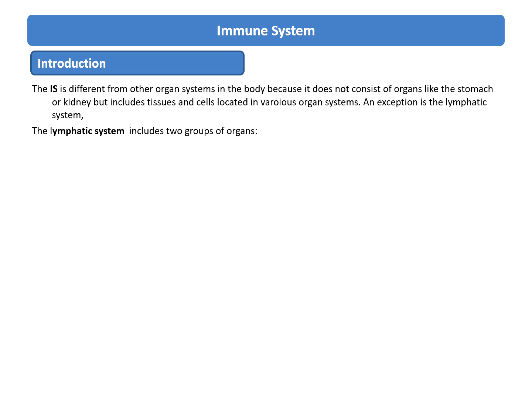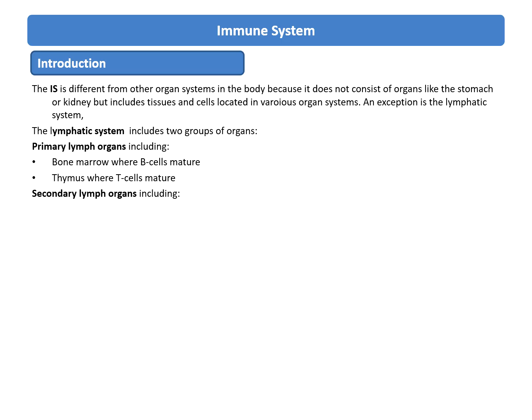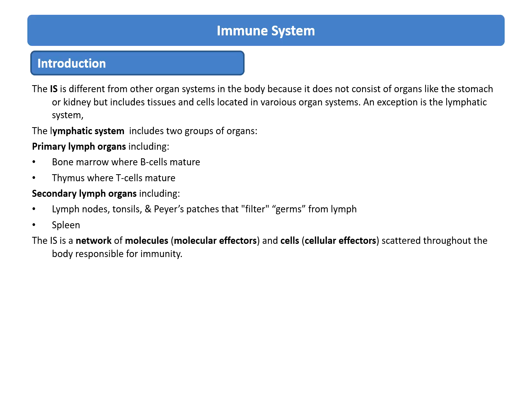The lymphatic system includes two groups of organs: primary lymph organs, including bone marrow, where B cells mature, and the thymus, where T cells mature. The secondary lymph organs are the other group. They include the lymph nodes, the tonsils, Peyer's patches, these structures that filter germs from the lymph. The spleen is a secondary lymph organ, as well as a part of the cardiovascular system.